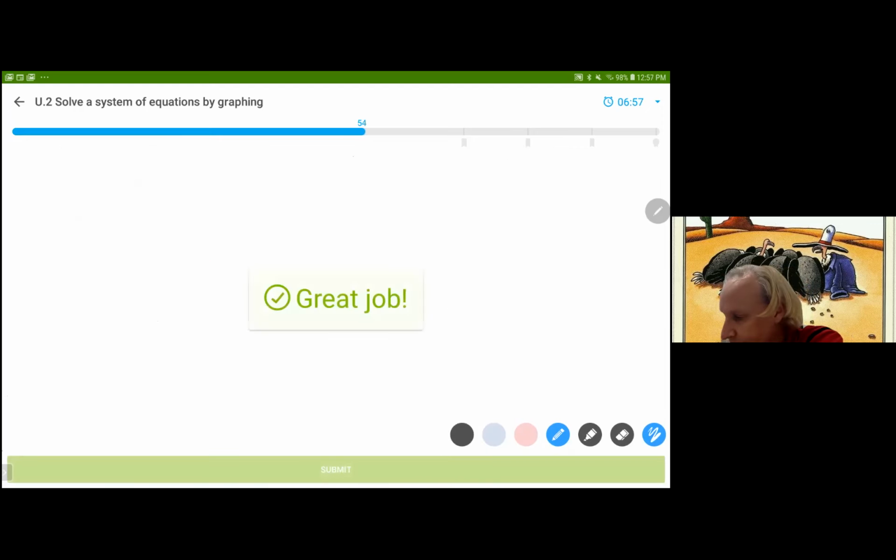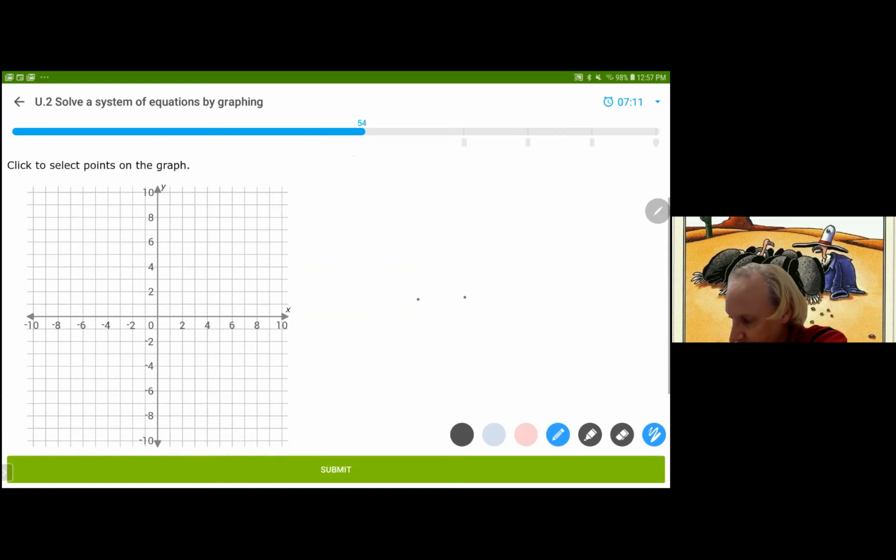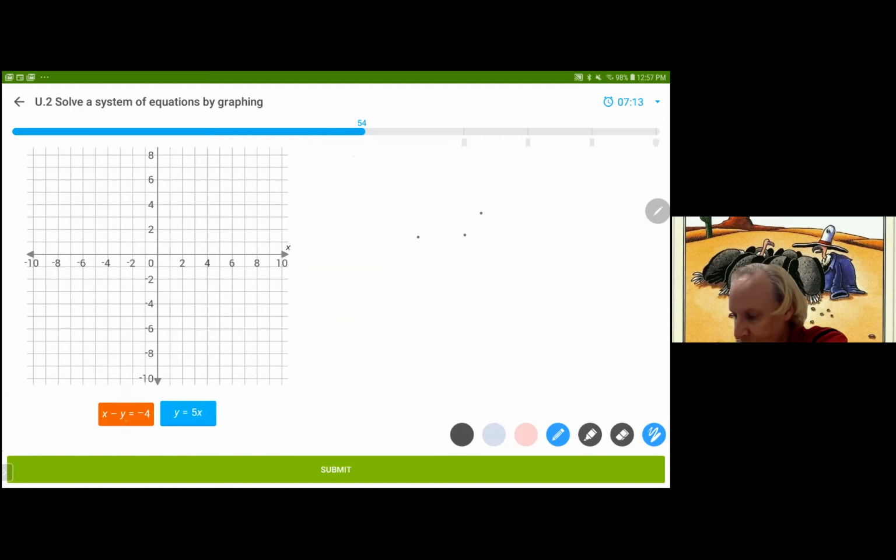All right. Now I'm going to go a lot faster. So x minus y equals -4. My x-intercept is when y is 0, in which case x is -4. When y is 0, x is -4. When x is 0, y is +4. It's that easy. I'm doing the work in my head, but it's pretty easy.